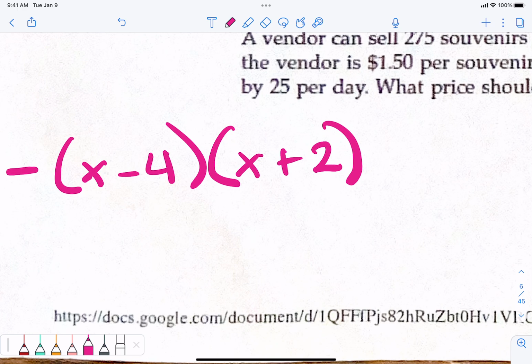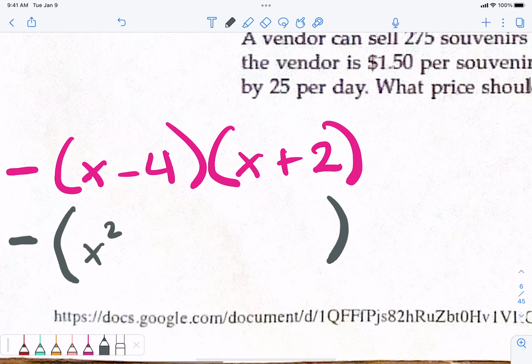In order to put it in vertex form, we have to put it in standard form first. Okay, let's put it in vertex form. Now, this negative, I'm just going to let him stay out there.